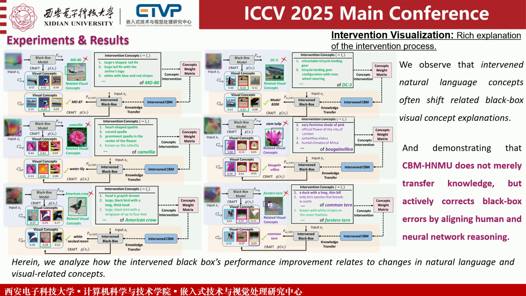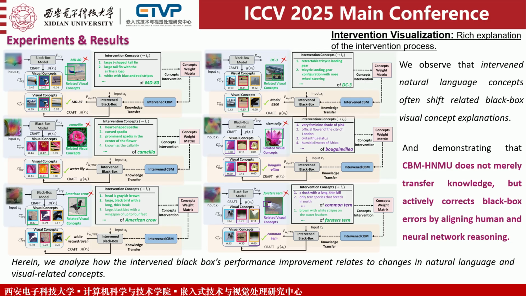Next, we analyze how the intervened black box's performance improvement relates to changes in natural language and visual-related concepts. We observe that intervened natural language concepts often shift related black box visual concept explanations. For example, as shown in Figure 1 on the left, based on SNT and SPF, we intervened on concepts like T-shaped tail, ultimately correcting the model's incorrect prediction, MD80, to MD87.